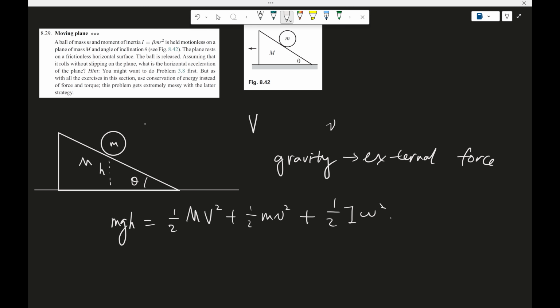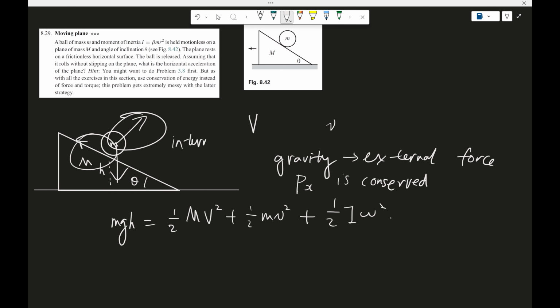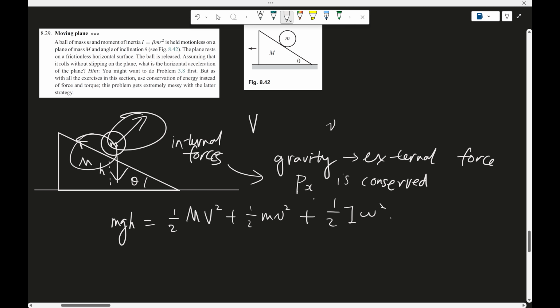But in the horizontal direction, P of x, the total net horizontal momentum is conserved. Why? Well, because if you look at the forces here, what do we see? We see normal force, we see friction, we see gravity, right? So the only forces that have horizontal components are friction and normal force. And these two forces are all internal forces. So that is why the momentum in the horizontal direction is conserved.